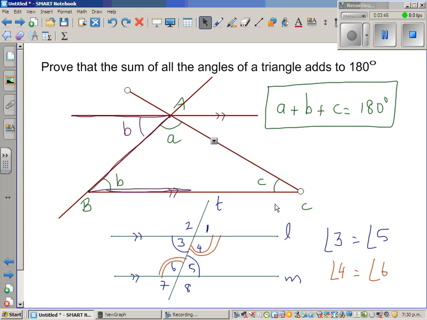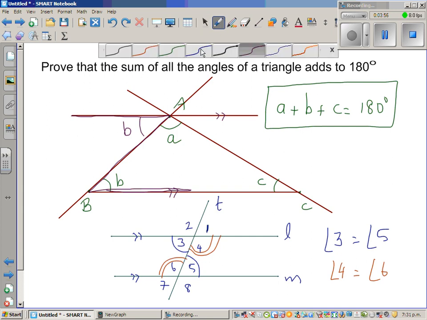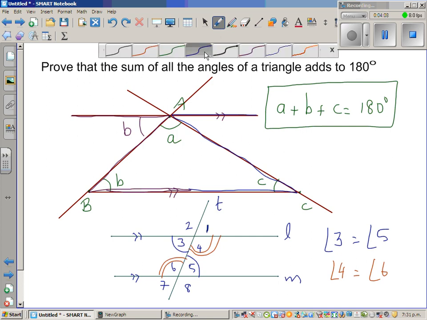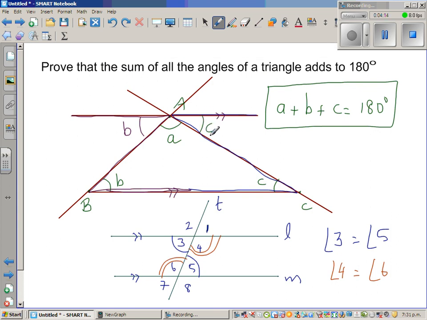In the same way, if we make this a transversal, this is another Z. I hope you can see this mirror-like looking Z. Can you see a Z angle here? So this is the Z angle. So if this is C, I'm not color coding exactly. If this is C, this will also be C.